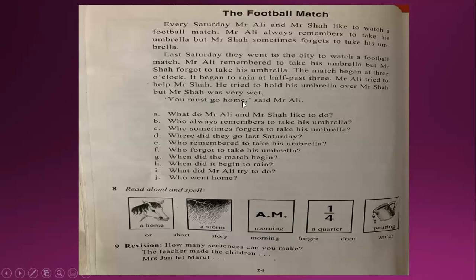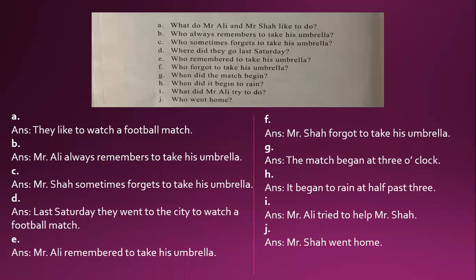You must go home, said Mr. Ali. Look now, this is the direct speech. Said Mr. Ali, you must go home, in inverted commas. Okay, children, this is a simple story about the two friends, Mr. Ali and Mr. Shah. Now the question answers. Keep this story in your mind, and we will take all these answers from this story. Let's come to the question answers.